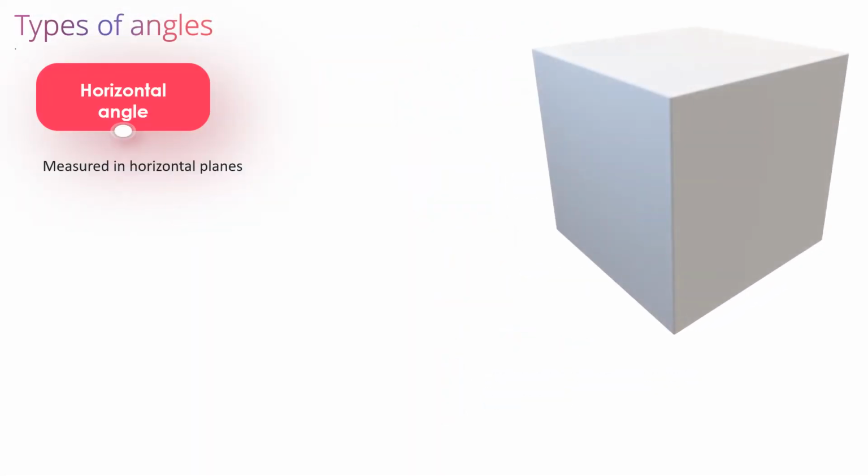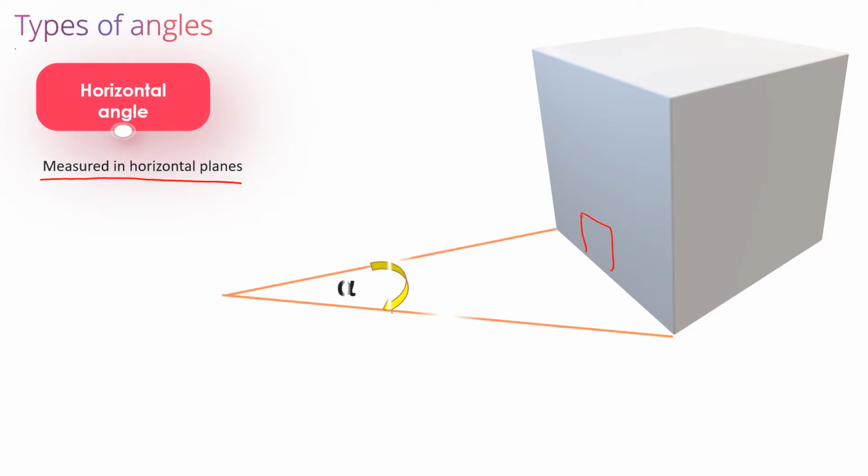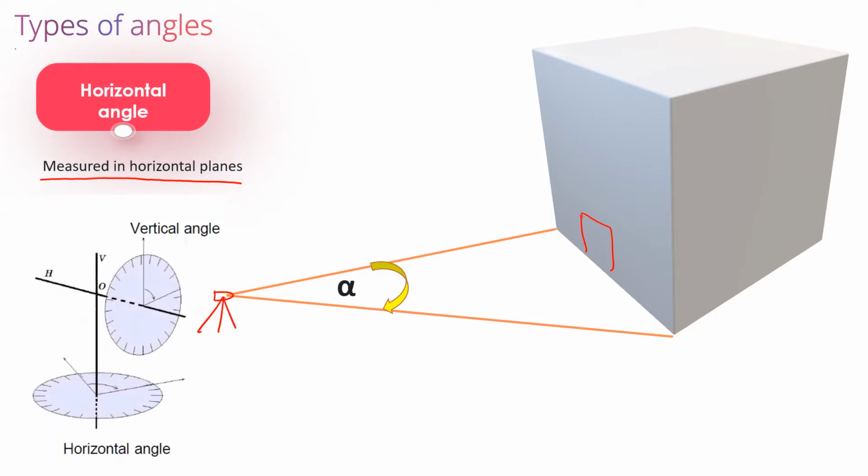So our first angle is called the horizontal angle, and it is the angle that we measure in the horizontal plane. For example, if this is a building and you are standing right here with the angle measuring device, also called the theodolite or the total station, and you measure the angle along the horizontal plane, then this angle is called the horizontal angle.